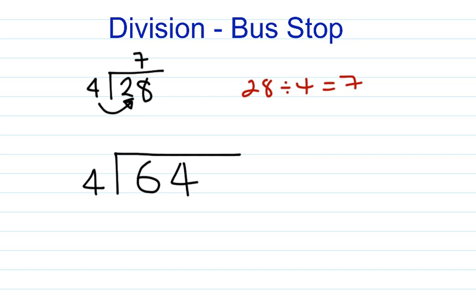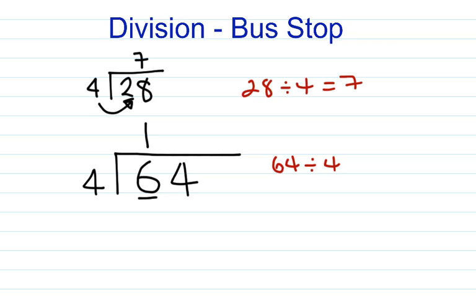Okay, here we go. 64 divided by 4. So this question was really 64 divided by 4, like so. This is how the bus stop method works. I'm only going to start thinking about this 6 first, and I'm going to ask myself, how many times does 4 go into 6? Well, 6 is quite a small number. 4 only goes into 6 one time. If I take that 4 away from 6, I've got 2 left.